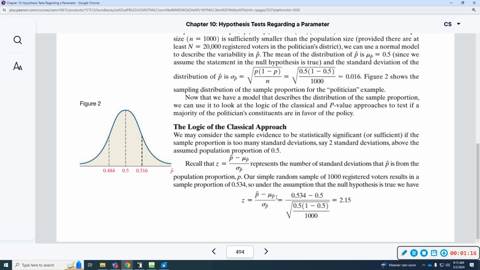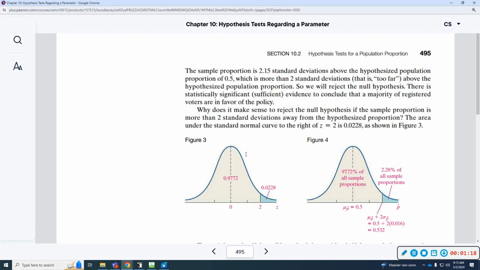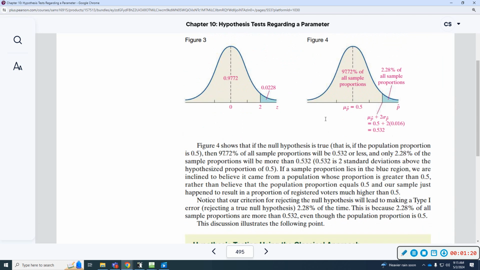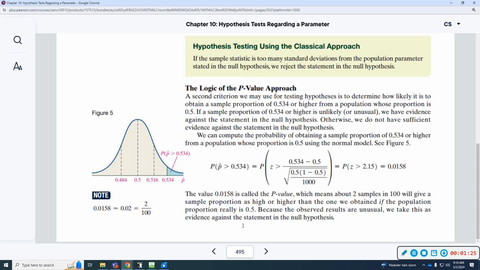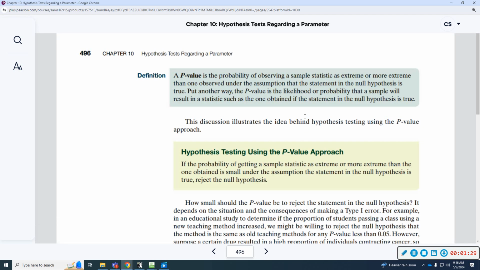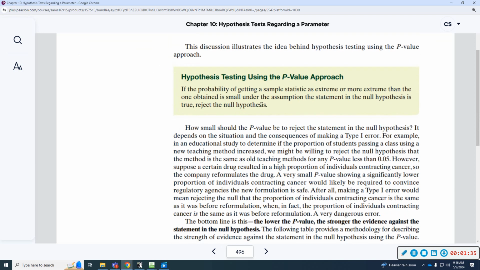Talk about the classical approach, comparing z-values. We got some good reading here. And then we get to start talking about the p-value approach, and they describe what p-value is here. So this is a good explanation in the definition. And then hypothesis test using the p-value approach.